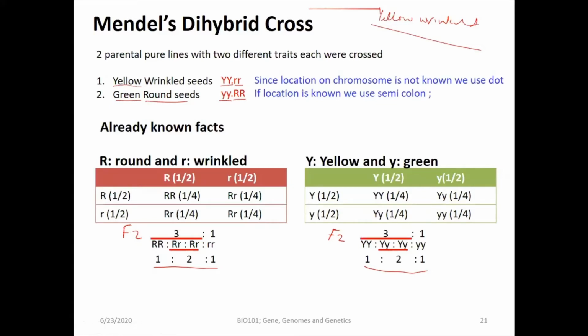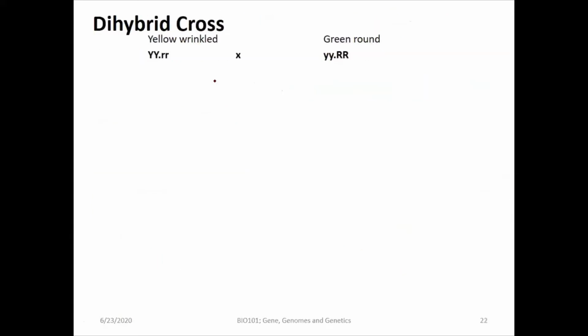However, the question was, these are facts when we have a monohybrid cross. Do these facts hold true when we have a dihybrid cross? And dihybrid means now we are analyzing two different traits in the same genetic cross. So the dihybrid cross is, you have yellow wrinkled, green round.